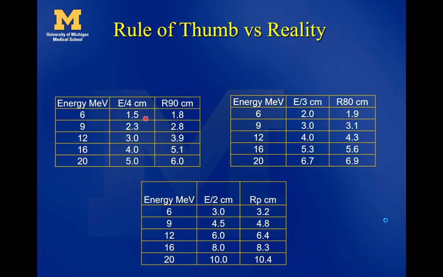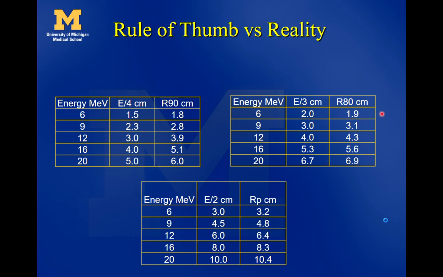At low energies, 1.5 centimeters deep for E divided by 4 compared to 1.8 centimeters deep for R90. And you can see as the energy increases, 2.3 versus 2.8, that's 5 millimeters off in prescription depth. We would call that a lot these days in radiotherapy. At 12 MeV, it's 3.0 versus 3.9, almost a whole centimeter difference. When we get to 16, we're over a centimeter, and at 20, we're right around a centimeter.